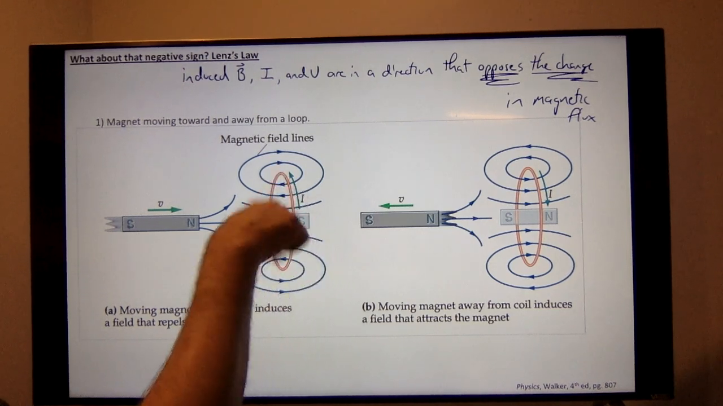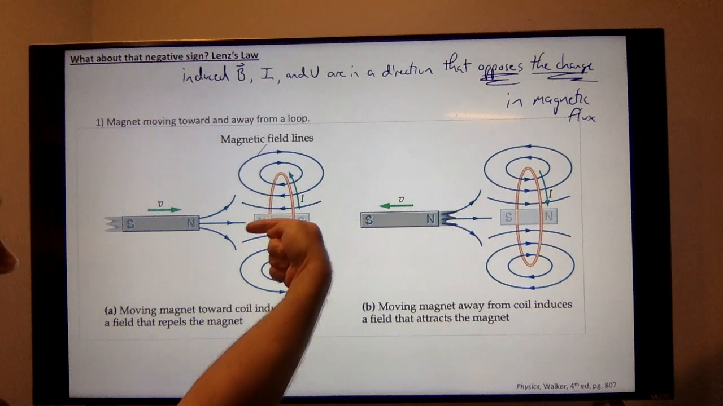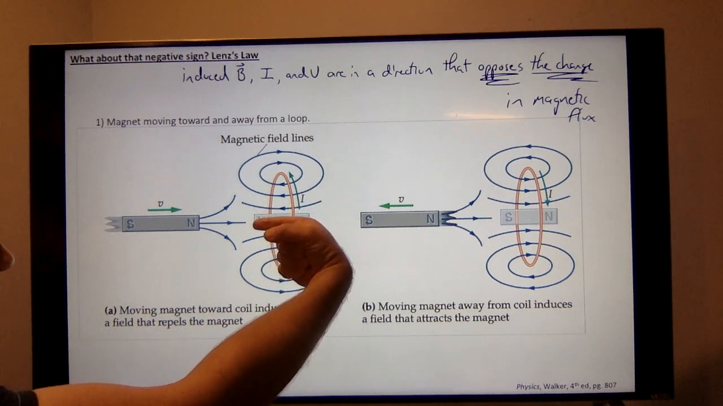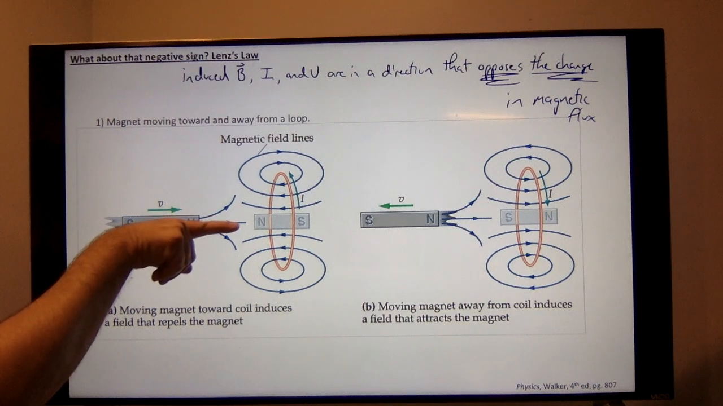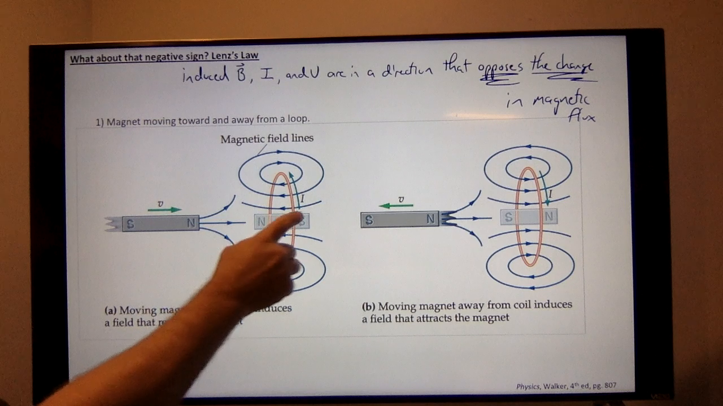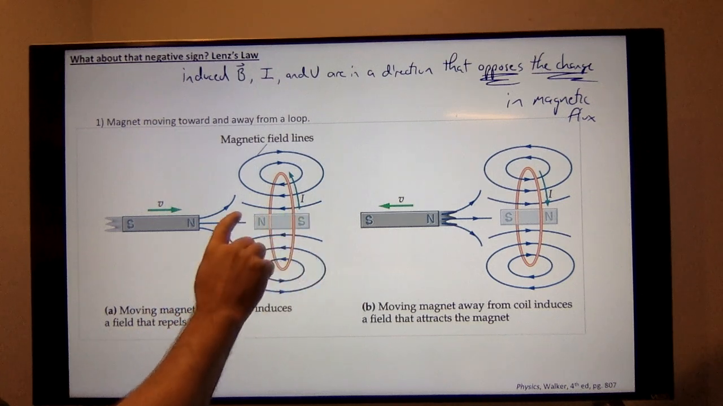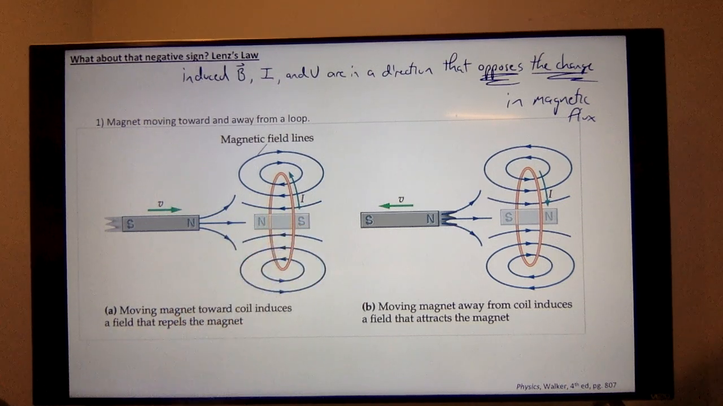And again, this is just a loop of wire. I'm going to create my own magnetic field that points in the opposite direction to try to oppose this thing that's growing and pointing this way. So you can see they've drawn kind of a ghost bar magnet here because this is the direction of the induced magnetic field.